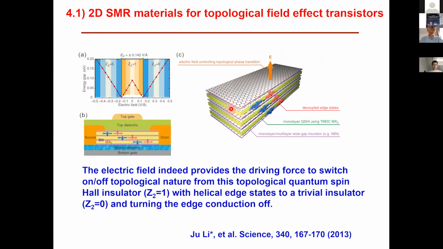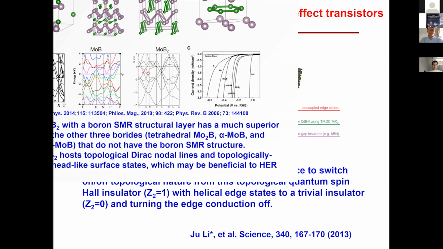Here, I just show you a few interesting possible applications. The first one is that two-dimensional six-member ring materials may be used for a topological field effect transistor, as this group showed. The electric field can provide the driving force to switch on the topological nature from this topological quantum spin Hall insulator.